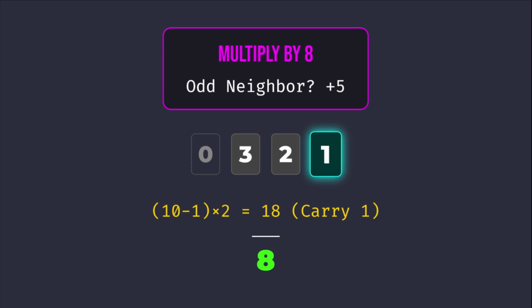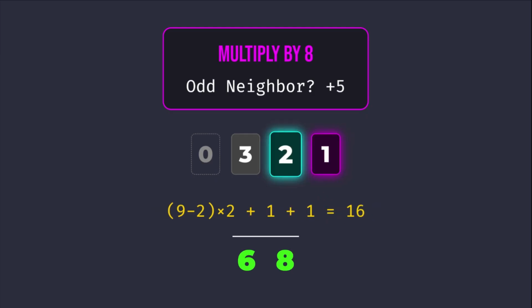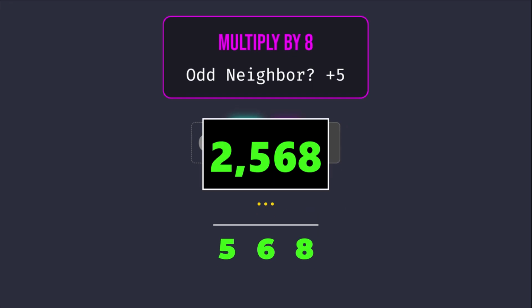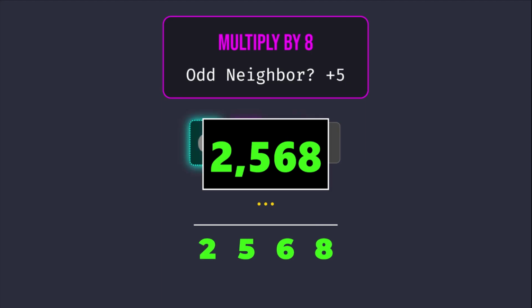For example, multiplying 321 by 8. The 1 is subtracted from 10, yielding 9. Doubled is 18. We write 8 and carry 1. The 2 is subtracted from 9, yielding 7. Doubled is 14. Add the neighbor 1 plus the carry 1, totaling 16. We write 6 and carry 1. This systematic approach ensures rapid calculation without relying on traditional multiplication tables.